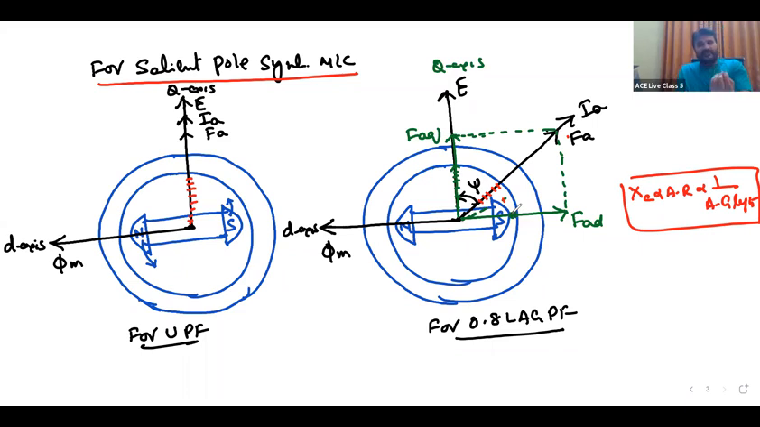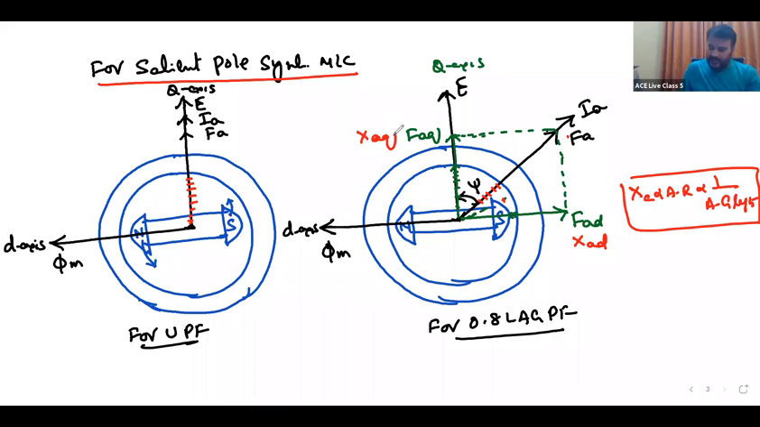This problem can be resolved by taking, instead of a single reactance, two reactances, one along the direct axis and another along the quadrature axis. For FAD we take one reactance, XAD, and on this side XAQ. Two reactances we will take. This problem can be solved by taking two reactances instead of a single reactance. Only one reactance is not sufficient; two reactances are required.